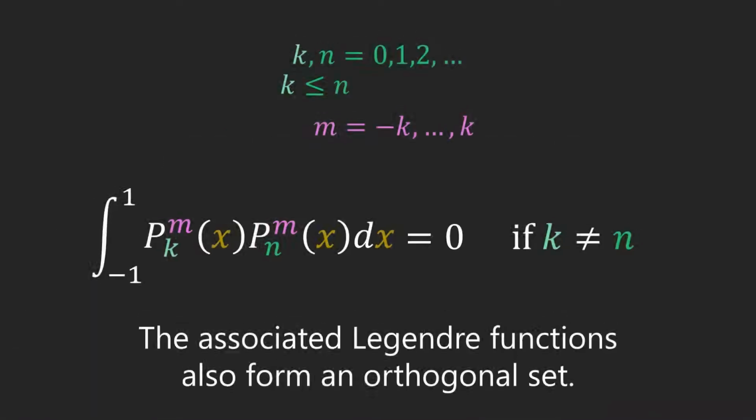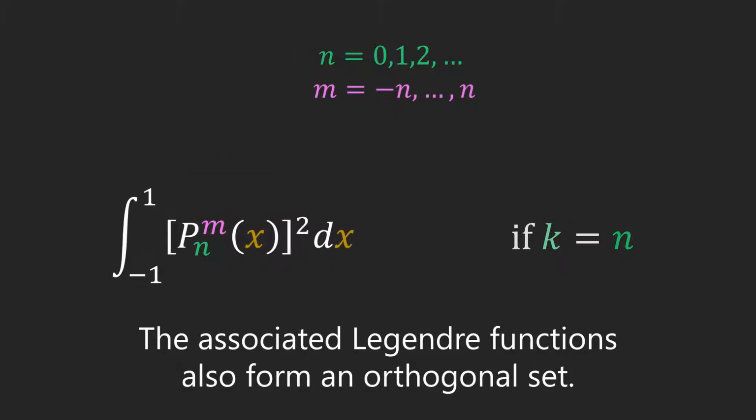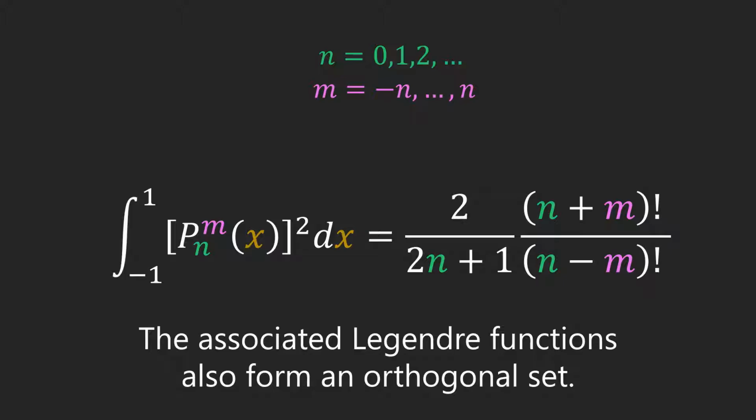For any fixed m, the associated Legendre functions of order m also enjoy the same orthogonality relationships on the interval from -1 to 1, although this time we end up with an extra factor of (n plus m) factorial over (n minus m) factorial when the functions match.